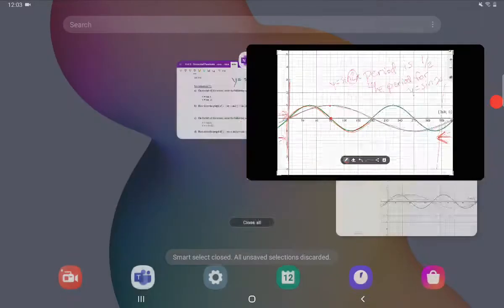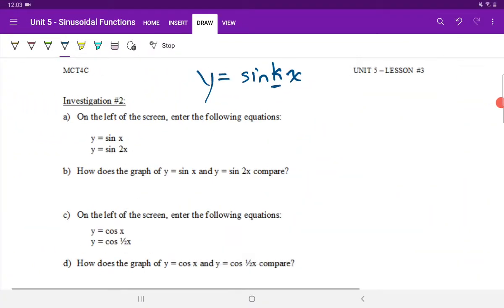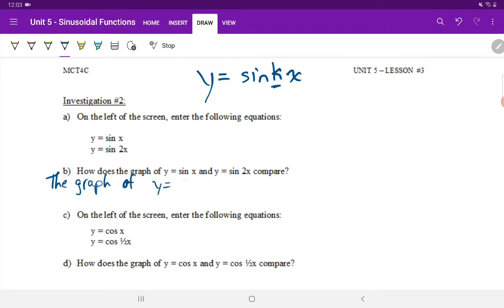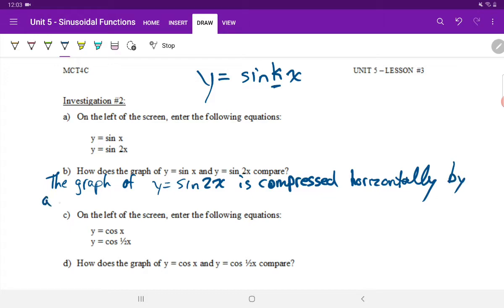Okay, so let's go in and fill in and answer our question. It says, how do the graphs compare? Well, the graph of y equals sine of 2 times x is compressed horizontally, got squished together, so the period happened faster, horizontally by a factor of 1/2.